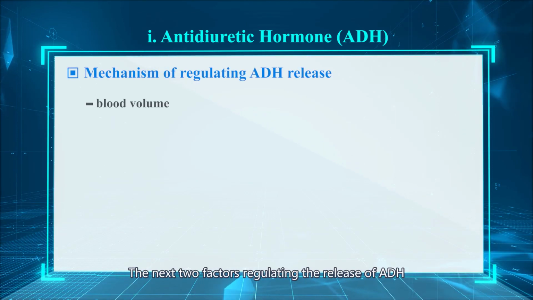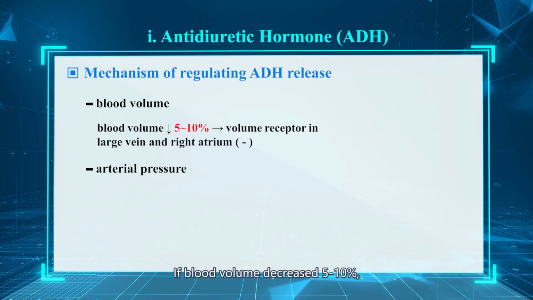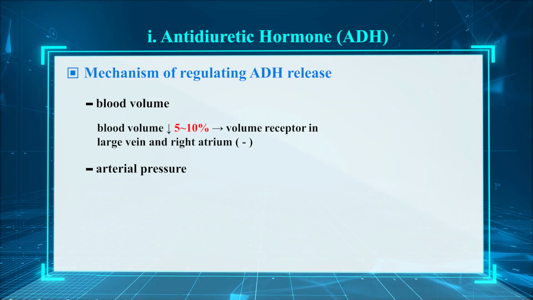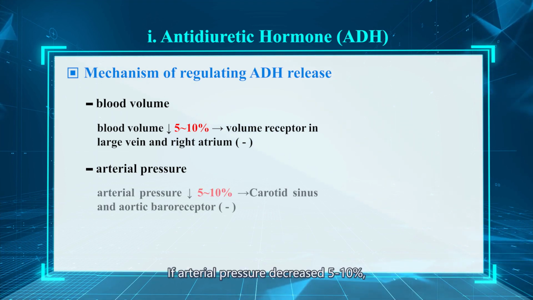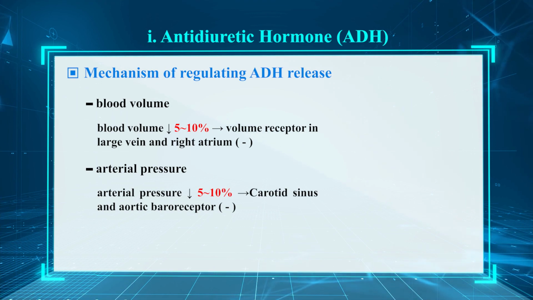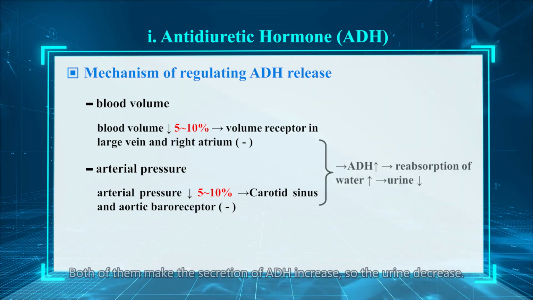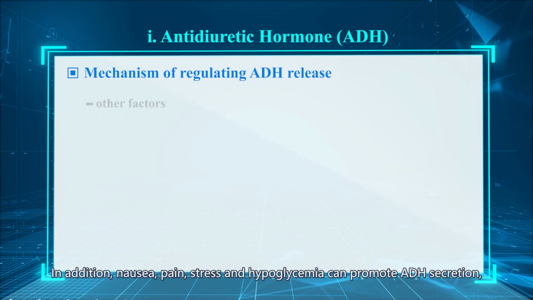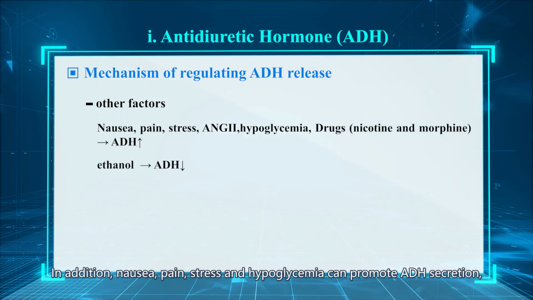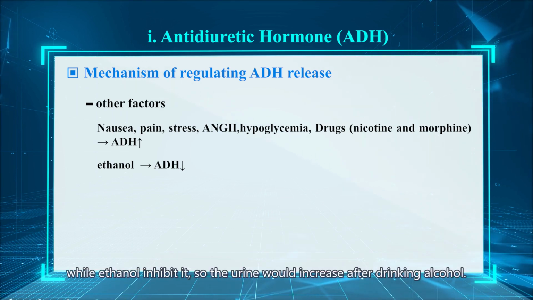The next two factors regulating the release of ADH are blood volume and arterial pressure. If blood volume decreases 5 to 10%, volume receptors in the large veins and right atrium would be inhibited. If arterial pressure decreases 5 to 10%, baroreceptors at the aortic sinus and aortic arch would be inhibited. Both of them make the secretion of ADH increase, so the urine decreases. In addition, nausea, pain, stress, and hypoglycemia can promote ADH secretion, while ethanol inhibits it, so the urine would increase after drinking alcohol.